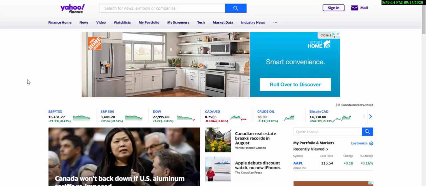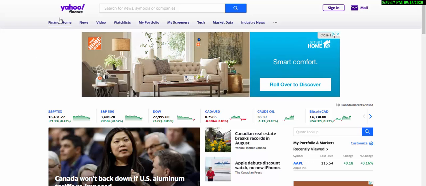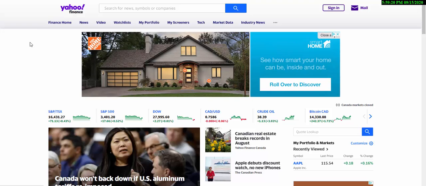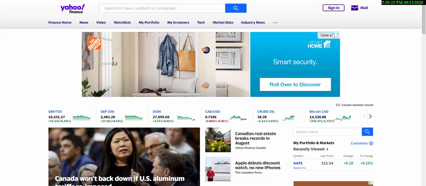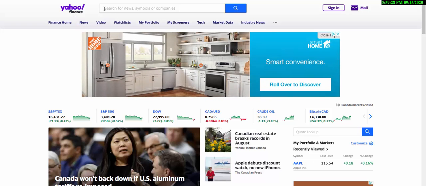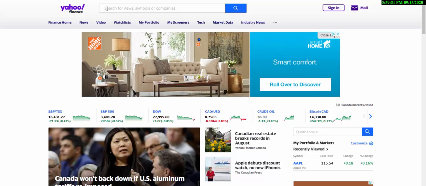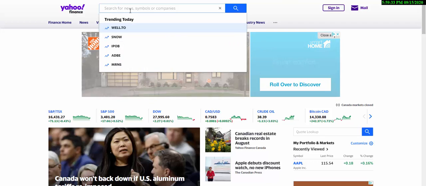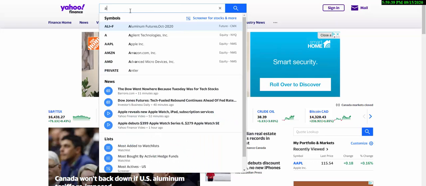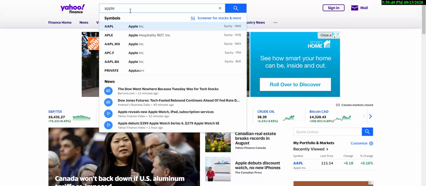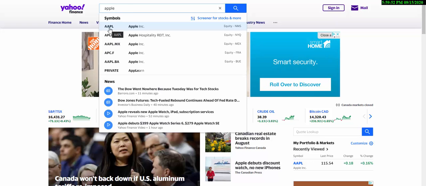So now, as you can see, we are in the Yahoo Finance website. This is the Canadian website of the company, but anyways, it's the same anywhere. Here in the search area, you're going to type the name of the company. In this case, we're going to do this example with Apple because it's my favorite company. You type in the name of the company, and you're going to have here on the left the ticker symbol of the company.